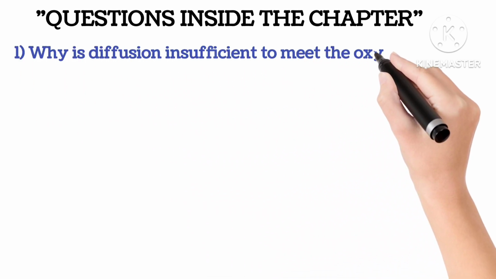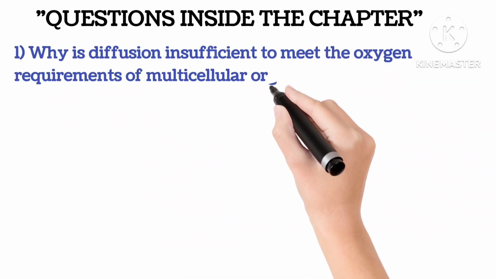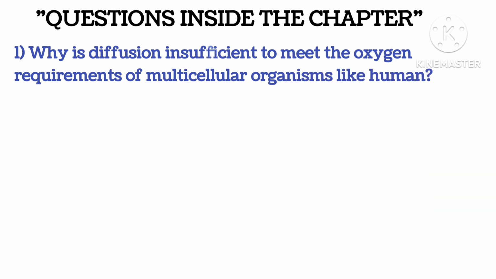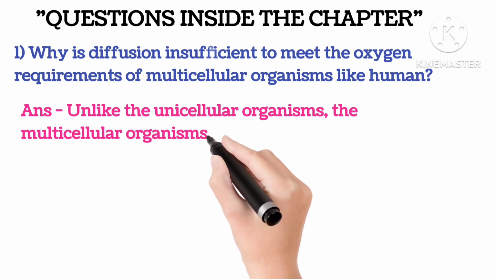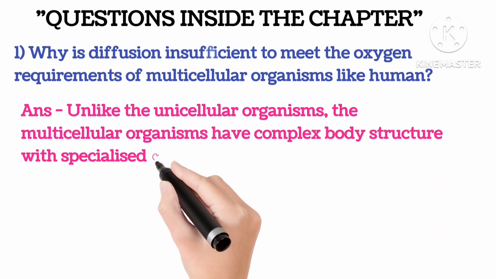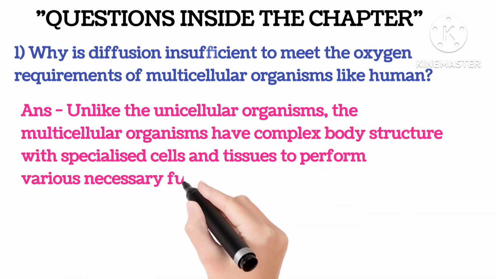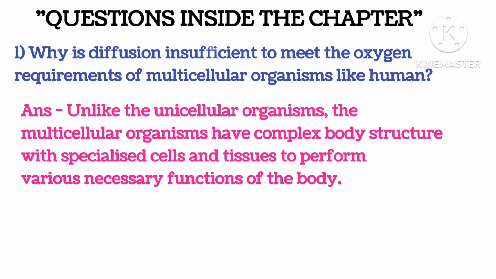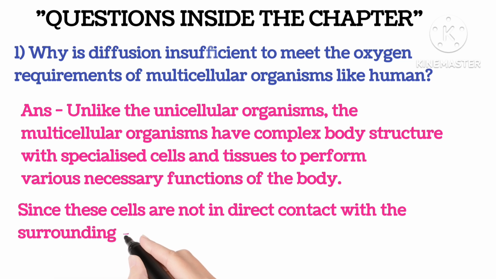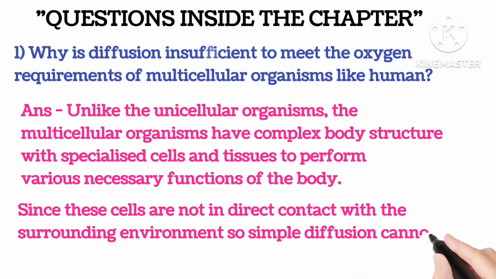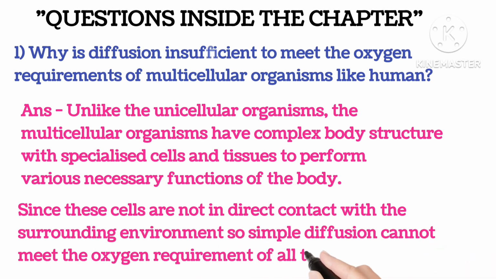Why is diffusion insufficient to meet the oxygen requirements of multicellular organisms like humans? Unlike unicellular organisms, multicellular organisms have a complex body structure with specialized cells and tissues to perform various necessary functions of the body. Since these cells are not in direct contact with the surrounding environment, simple diffusion cannot meet the oxygen requirement of all the cells.